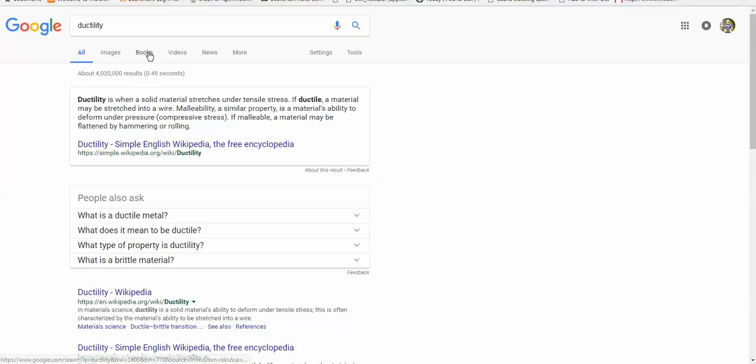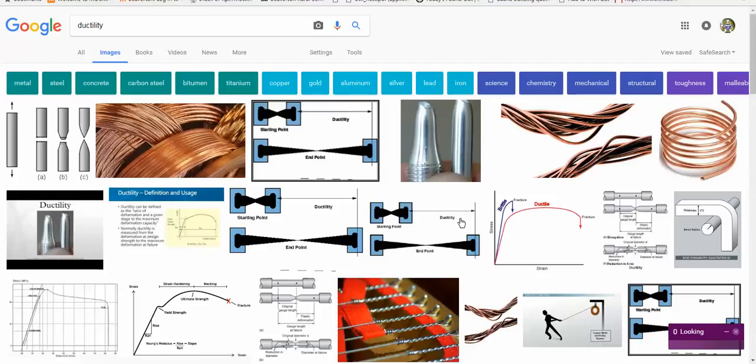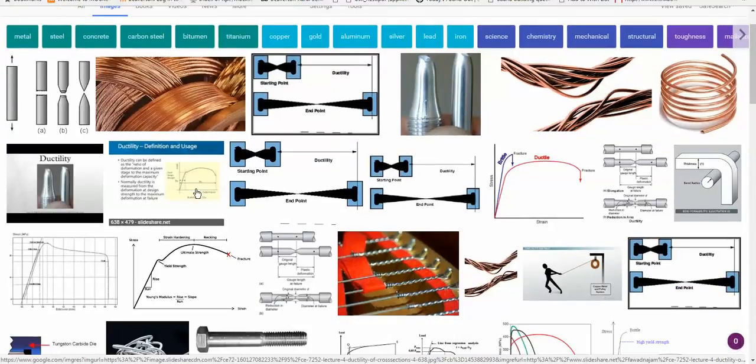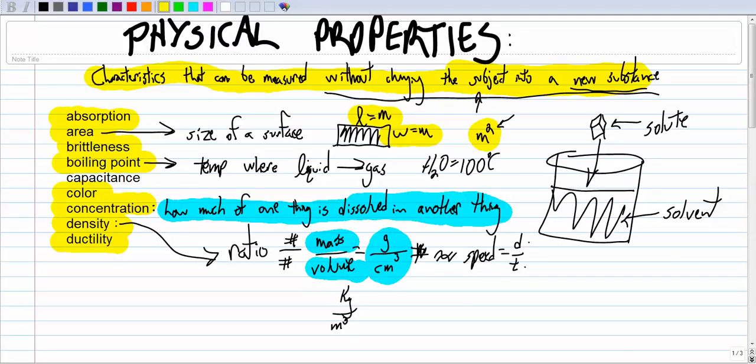Okay, ductility. Let's see here if I go to images. Certain metals can be drawn out into wires and other metals can't. If you're a metal that can be drawn out into a wire, then you are said to be ductile. So there's my definition, can be drawn out into wire.